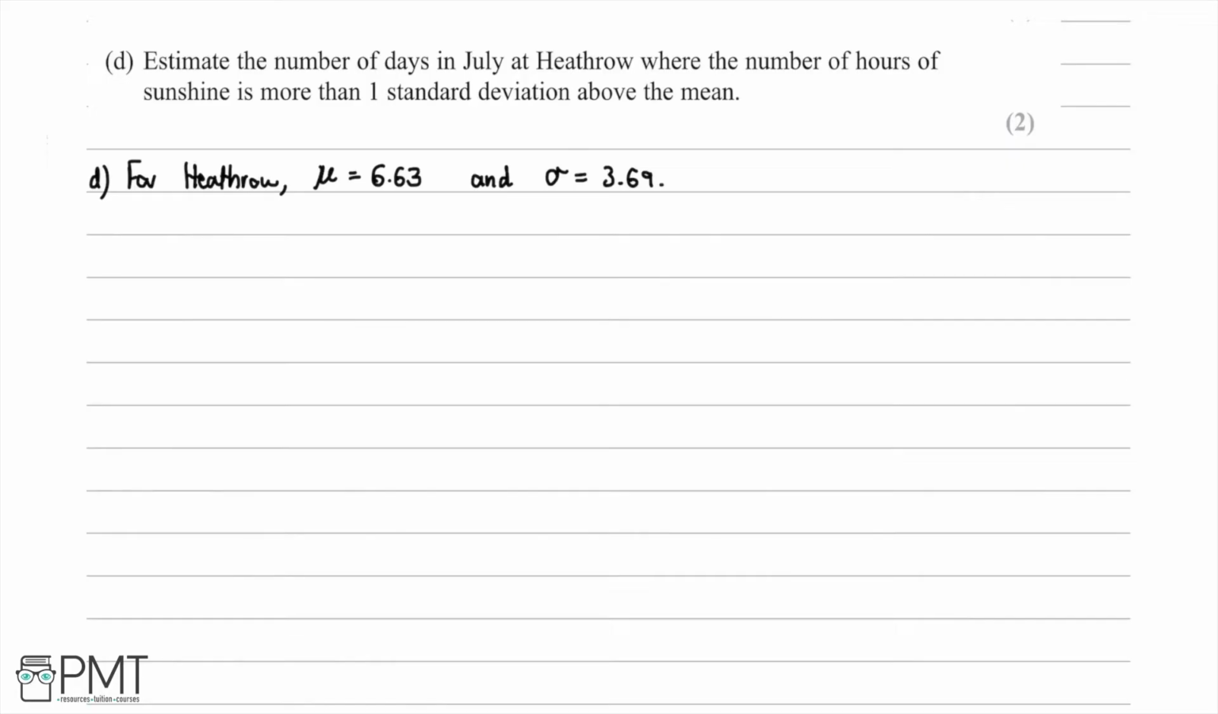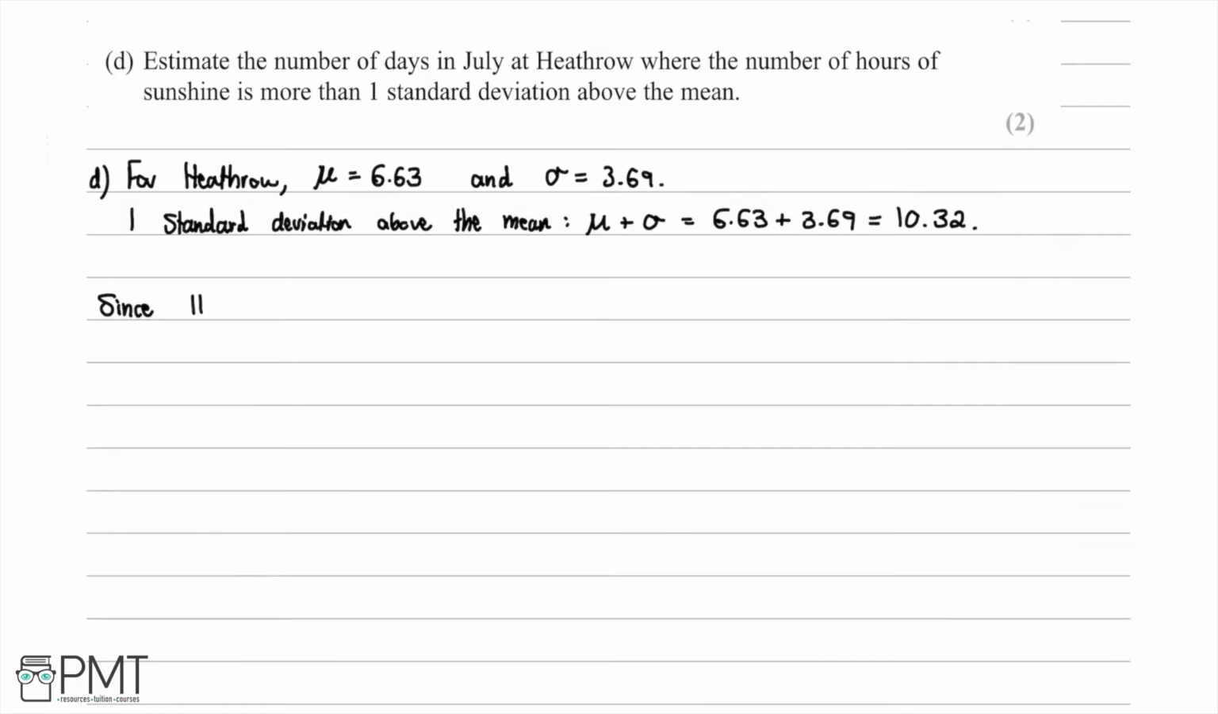Writing this down, 1 standard deviation above the mean corresponds to mu plus 1 lot of sigma, which is equal to 6.63 plus 3.69, and putting that into our calculator, this comes out as 10.32. Then we remember from our data that we're given intervals, and we know that all the observations in the 11 to 12 and 12 to 14 groups are going to be greater than 10.32.